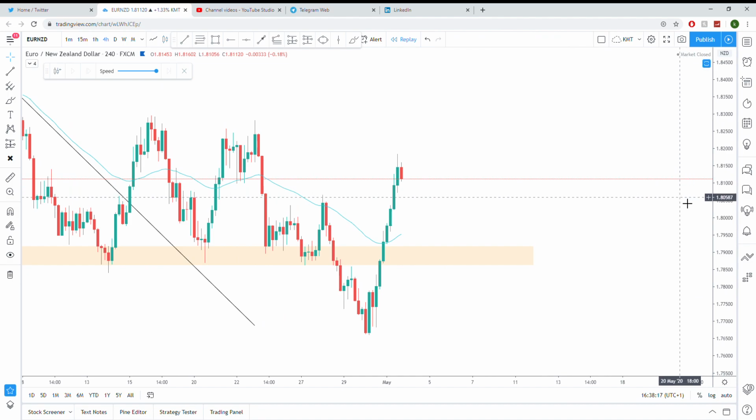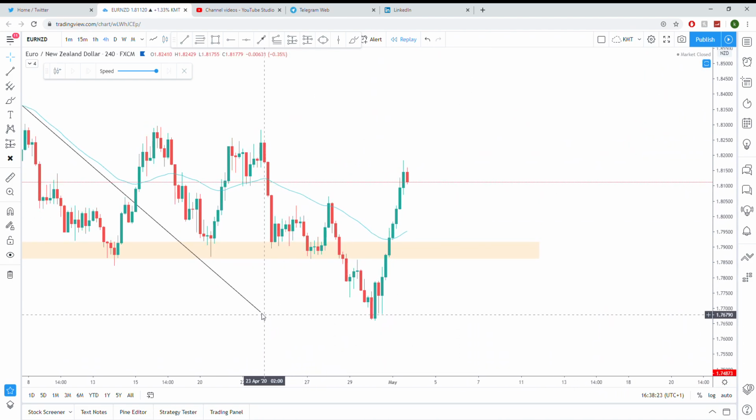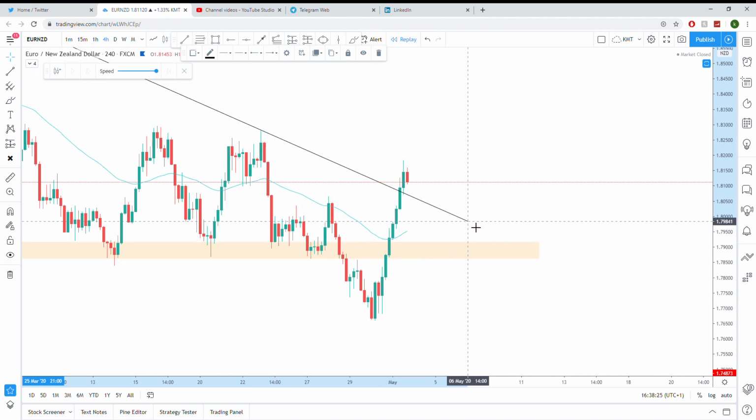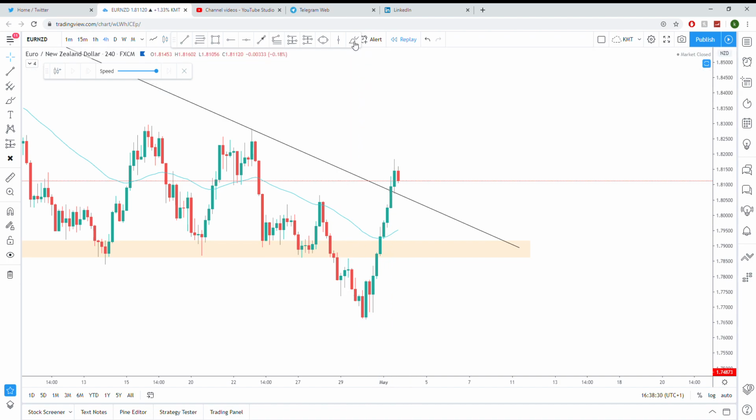But for Euro New Zealand dollar, we're looking at a nice push to the upside. If we alter our trend line to this range here, we could be looking at a deeper retracement into this range here, finding that level of stalling of price.